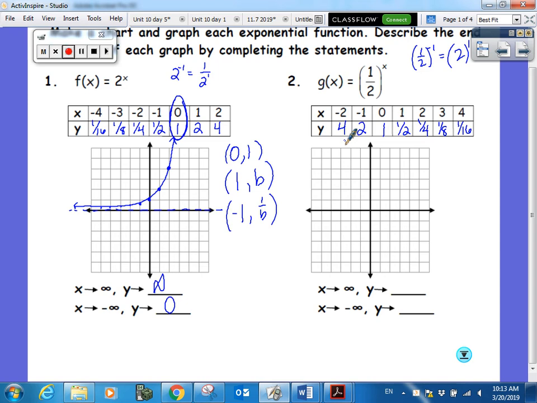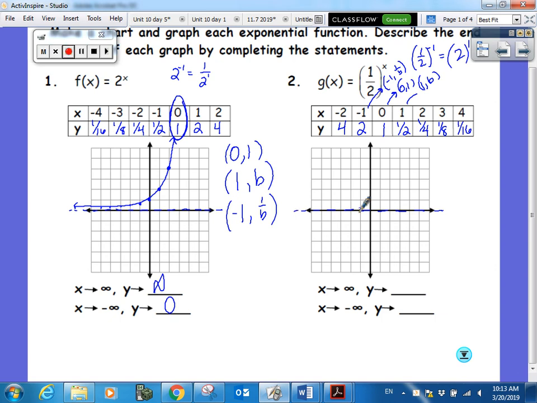But again, you have this point right here, (0, 1). You have this point right here, (1, base). And if you wanted this point right here, (-1, 1 over the base), 1 divided by 1/2 is multiplied by the reciprocal, so 1 times 2 over 1 is equal to 2. So those are your parent function points. You still have an asymptote at 0 because it still can't be 0.